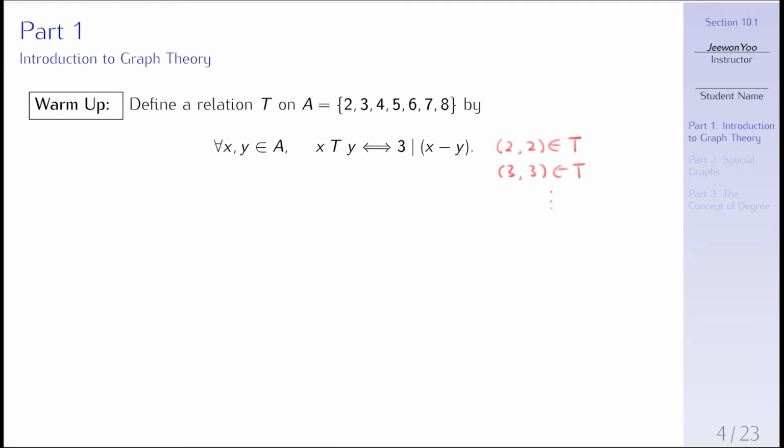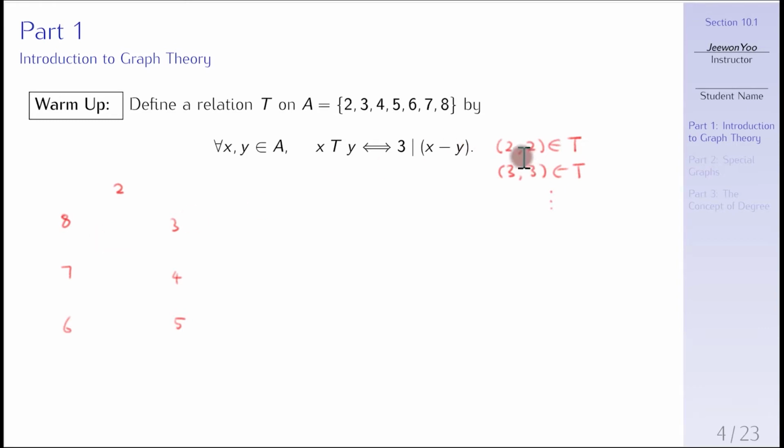Do you agree? The only difference between today's lesson and the previous lesson on relations is that I would like to write down something new, which is to treat each element in the set as a vertex of a graph. Look at this. So we have vertices like this: 2, 3, 4, 5, 6, 7, 8. We have vertices placed like this.